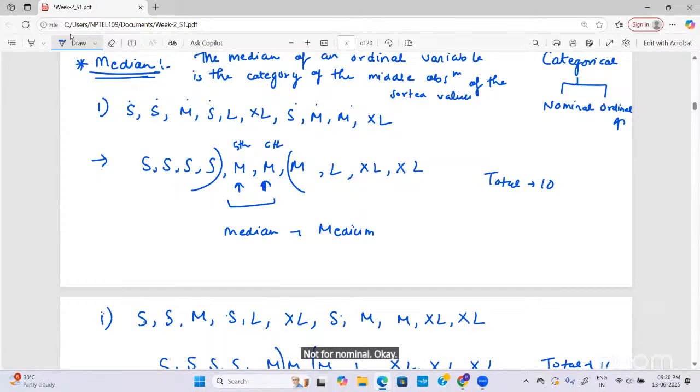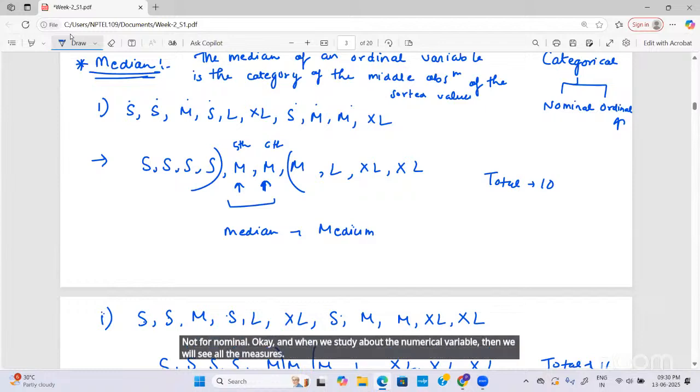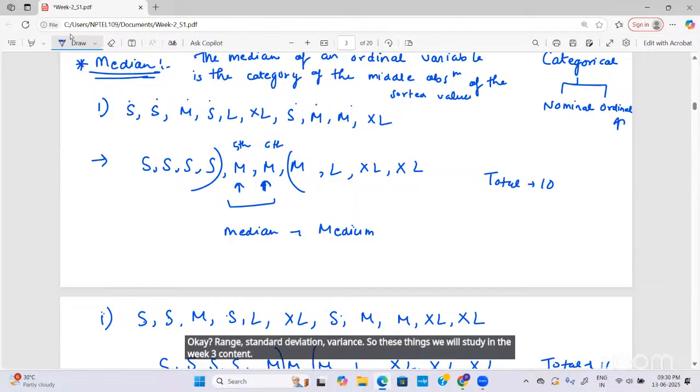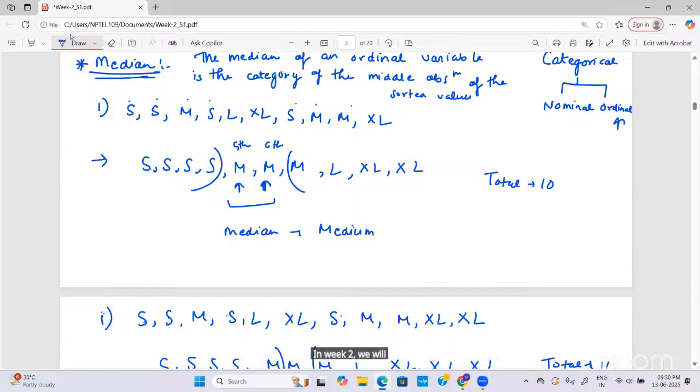When we study about the numerical variable, then we will see all the measures: mean, median, mode, and the measures of dispersion as well: range, standard deviation, variance. These things we will study in the week 3 content. In week 2, we have to focus on the categorical variable only.